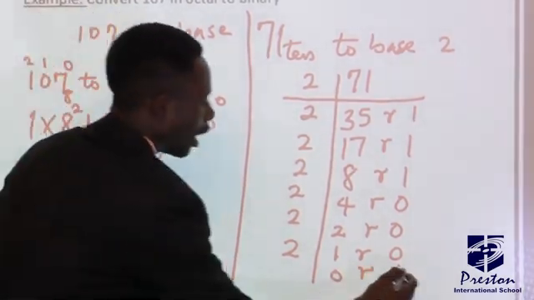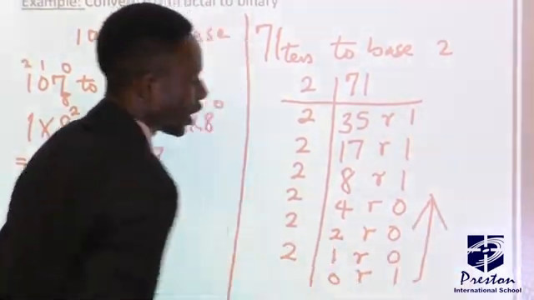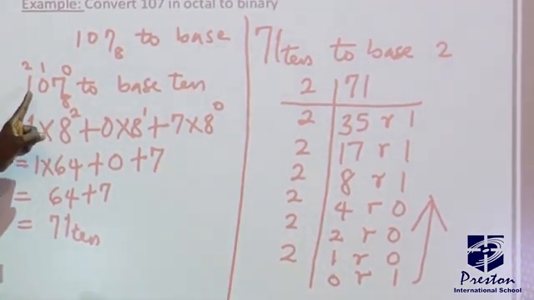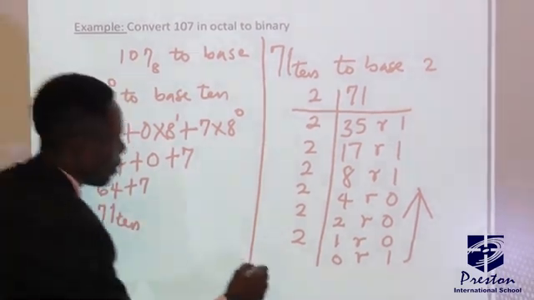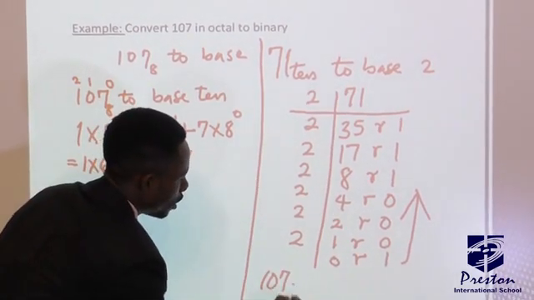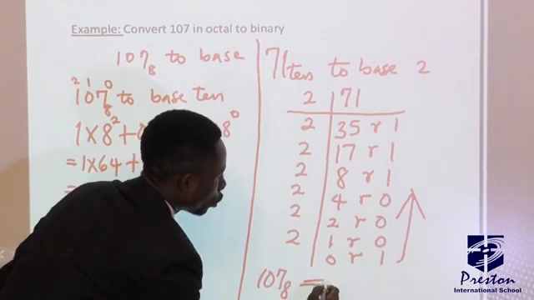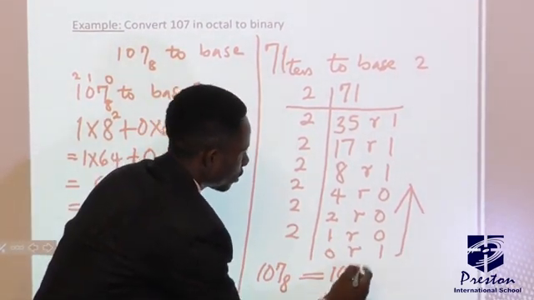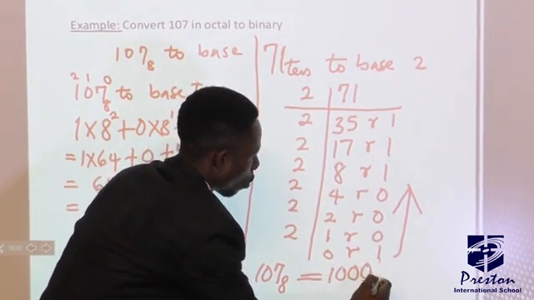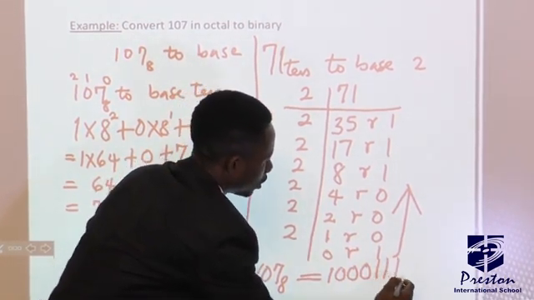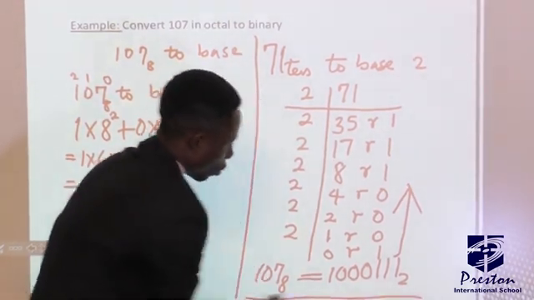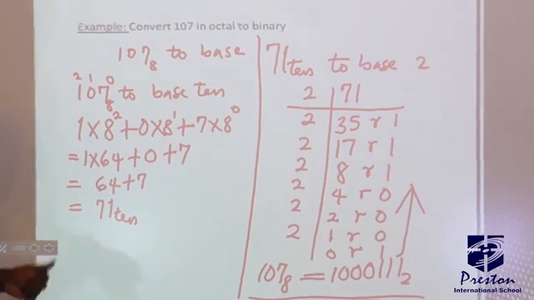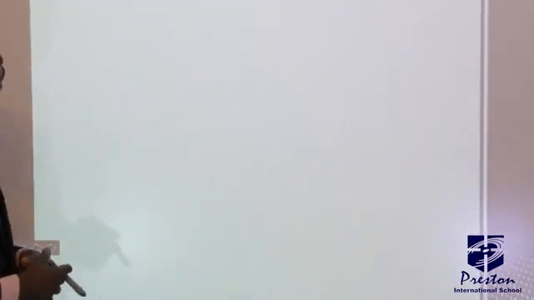And like I said earlier, upward collection, we must indicate it with this arrow. And that means we can now go ahead by saying 107 in base 8 is now equal to 1, 0, 0, 0, 1, 1, and 1 in base 2. Okay, with this, we have succeeded in converting from a base to another base.